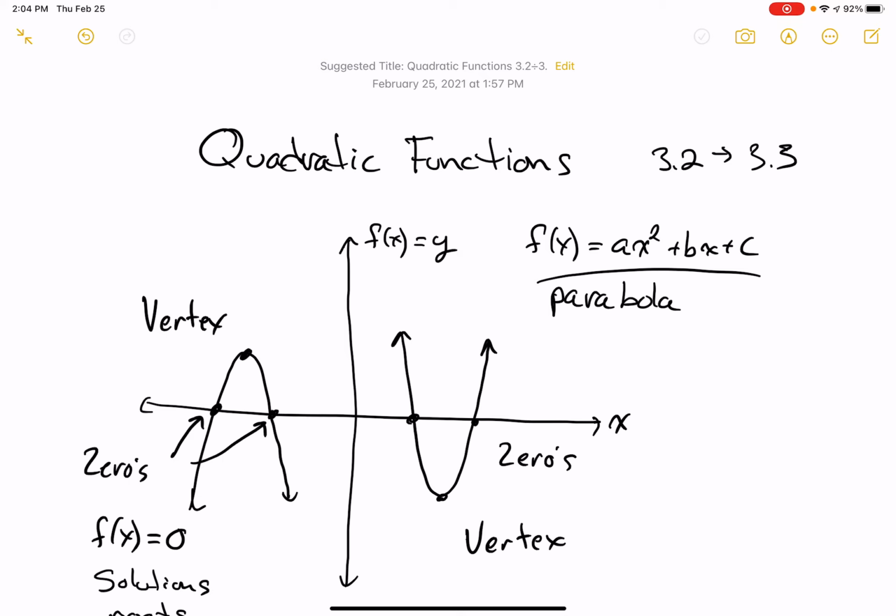There are quadratics that open up side to side, but they won't pass the vertical line test, so therefore they're not going to be functions. And we're not going to talk about those, but they do exist. But for us, we're only going to look at these.